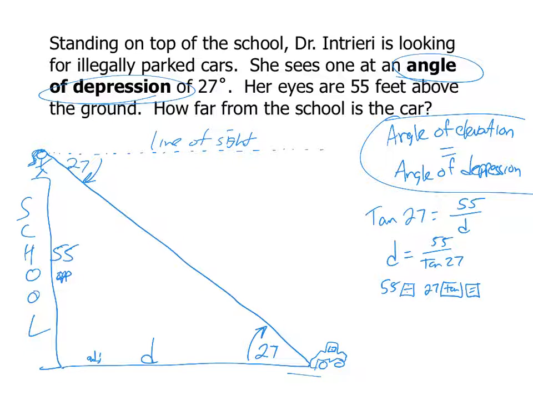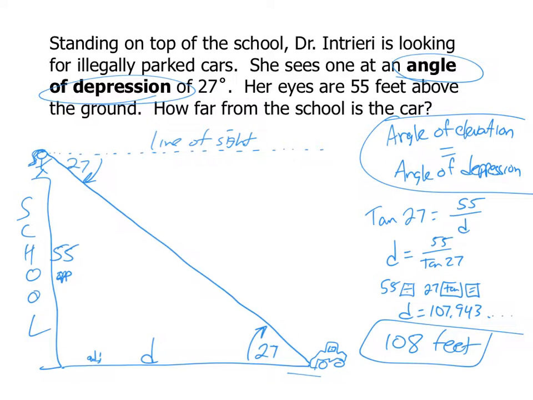And when you do that, you should get that the distance d is about 107.943 and a bunch of other numbers. So can we call it 108 feet? Let's do that. We'll call it about 108 feet. Cool. So now you know angle of elevation, and now you know angle of depression.